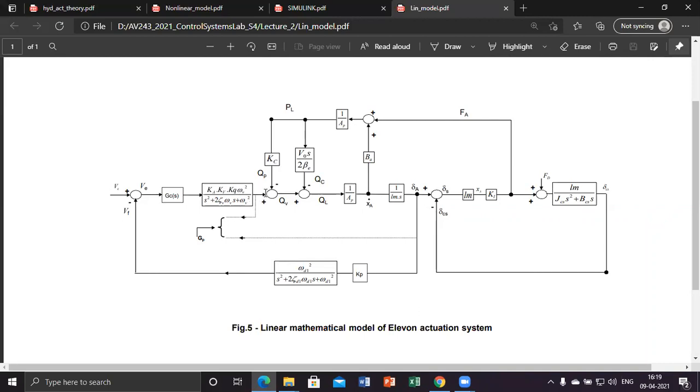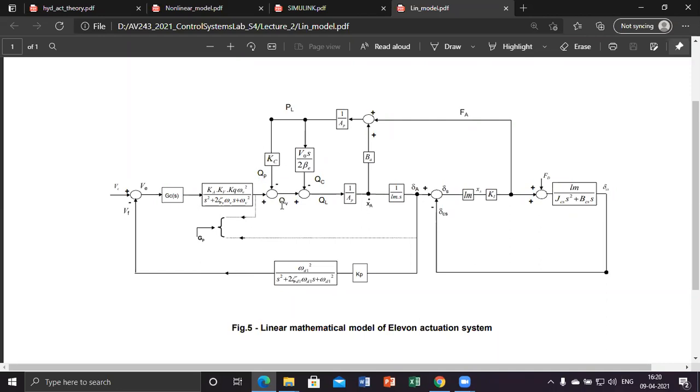Then, because that equation contains Kq into delta XV minus Kc into delta PL. That was the expression, the linearization. That portion only is used, and finally QV we are getting. Here, this is the same as delta QV, the linearized version.